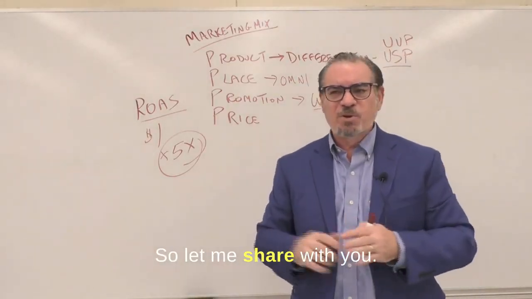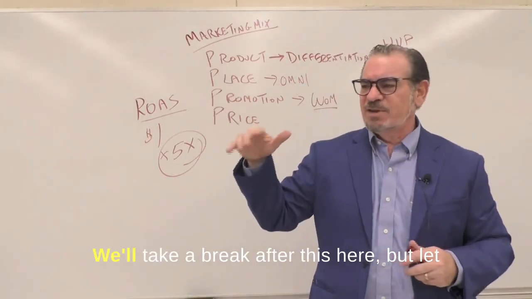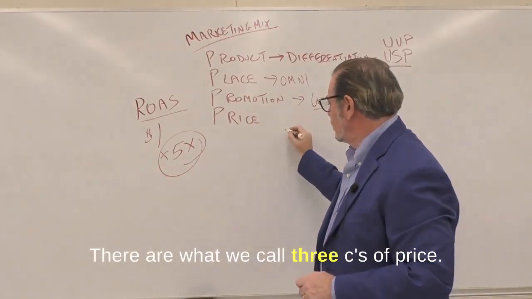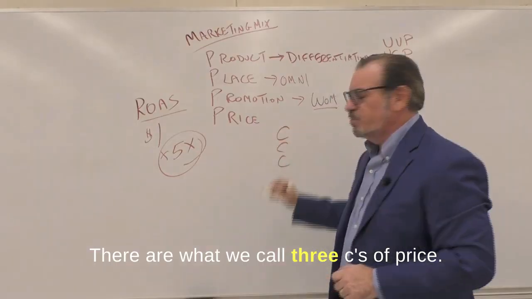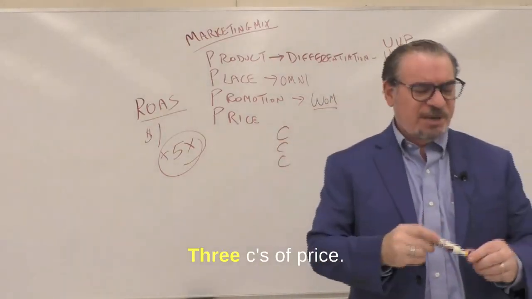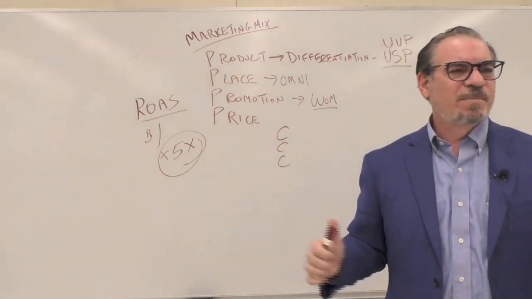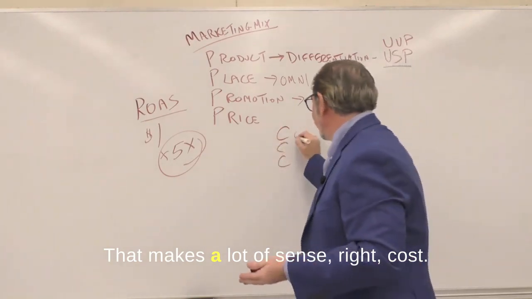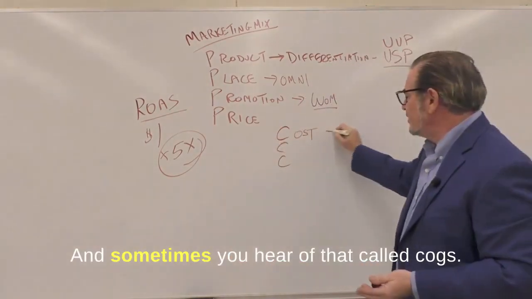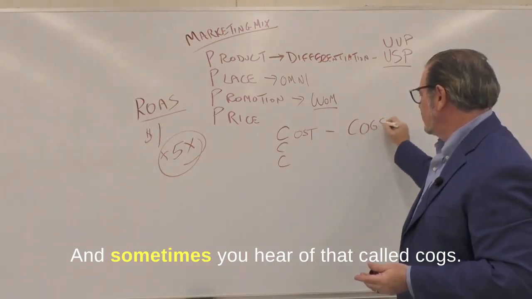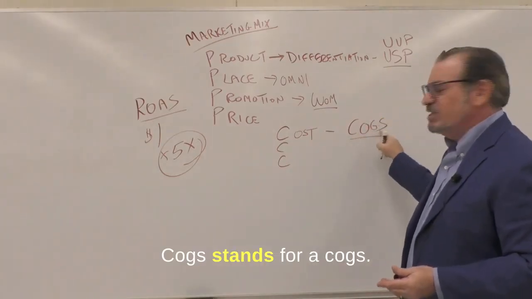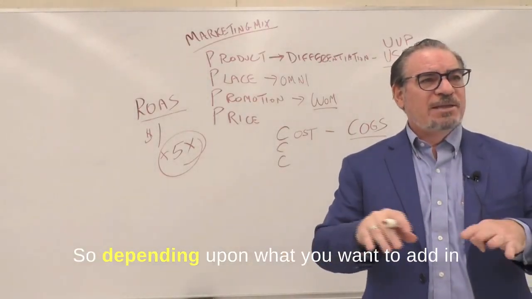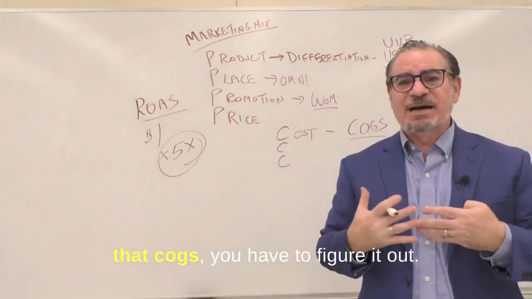So let me share with you, we'll take a break after this, 3 important components of price. There are what we call the 3 C's of price. Who could think of the first C? Cost. Perfect. That makes a lot of sense, right? So cost is the first C. Sometimes you hear that called COGS, which stands for cost of goods sold. Depending upon what you want to add in that COGS, you have to figure it out.